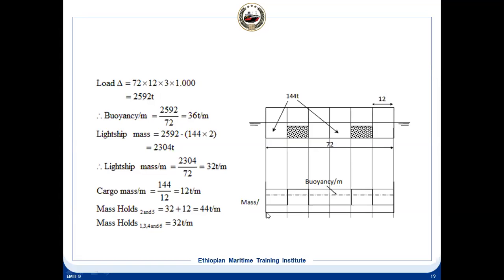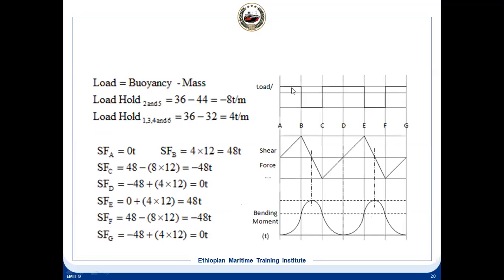This is the baseline and this is our 32, and then 12 is added, so this 44 is for holds 2 and 5. It means for holds 1, 3, 4, 6 the buoyancy is more than the mass, whereas for 2 and 5 the mass is more than the buoyancy. So we can construct the load diagram, where for 1, 3, 4, 6 the buoyancy is more. That's why this is the baseline.